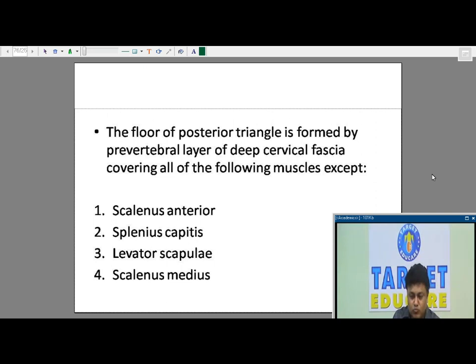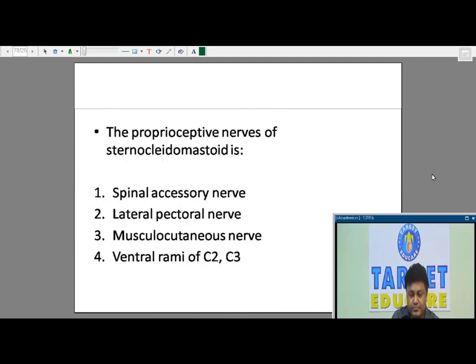Scalenus medius. Somebody has answered scalenus anterior. Two people have answered scalenus anterior. Many have answered splenius capitis. The answer is scalenus anterior. The prevertebral layer of deep cervical fascia that forms the floor of the posterior triangle covers splenius capitis, levator scapulae, scalenus medius, but it does not cover scalenus anterior. Fine.